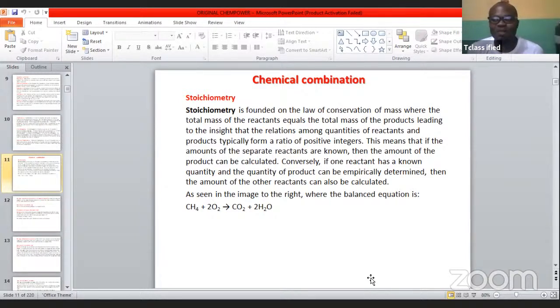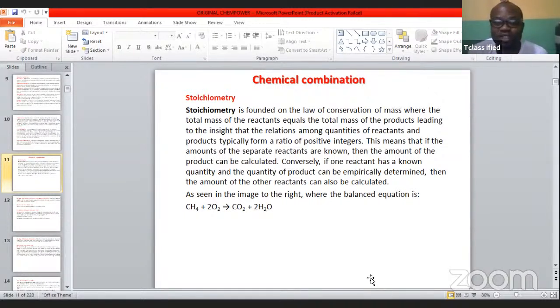Hello and welcome. Let's start immediately. Sorry for not starting in time. We are almost 30 minutes late today. I hope it's not going to happen again. So today we are going to be looking at different laws of chemical combination. But before we get into that, I want to start with stoichiometry. So let's start with stoichiometry, then we'll move on to laws of chemical combination.